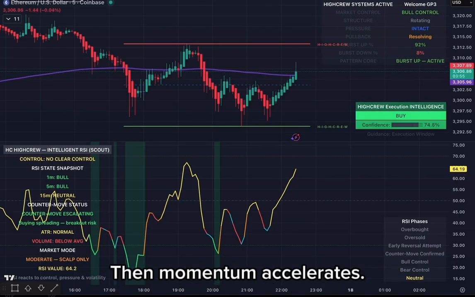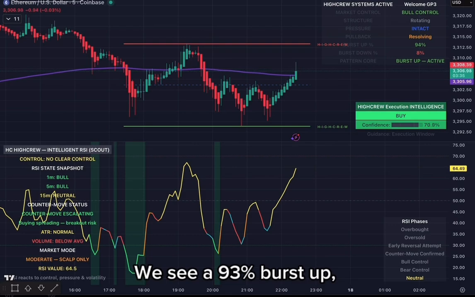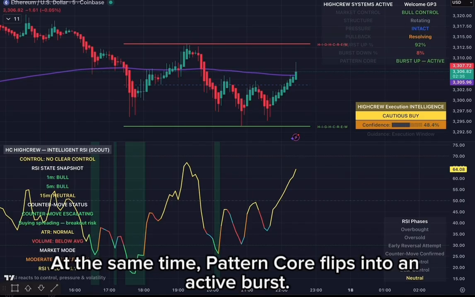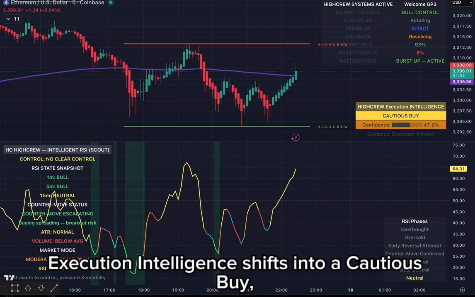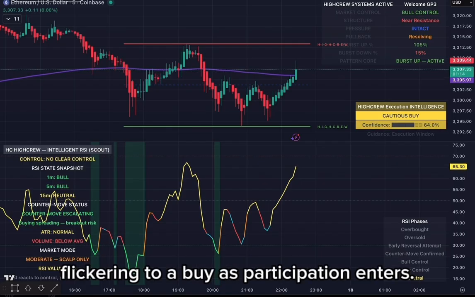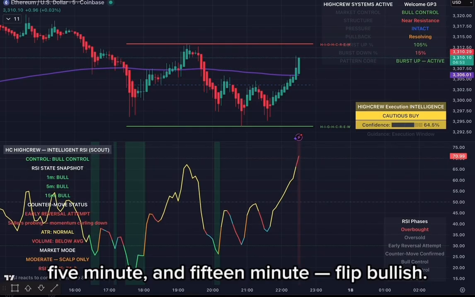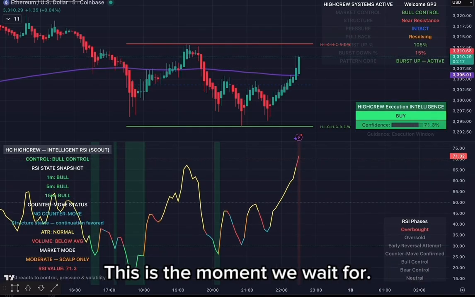Then momentum accelerates. We see a 93% burst up, which quickly expands into a 105% burst up. At the same time, pattern core flips into an active burst. Execution Intelligence shifts into a cautious buy, flickering to a buy as participation enters. Now all three RSI timeframes, 1 minute, 5 minute, and 15 minute, flip bullish. This is the moment we wait for.